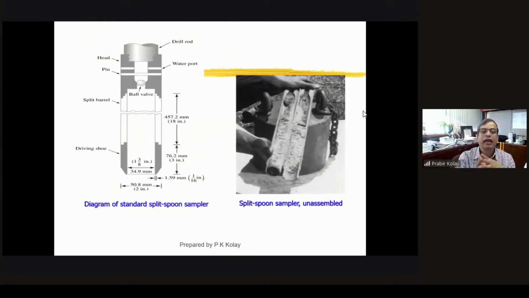So over here, you see the diagram of the standard split spoon sampler. And also when you do unassembled, it looks like this. These are standard sizes. Everything is there. There is a cutting shoe, and then we hammer it.